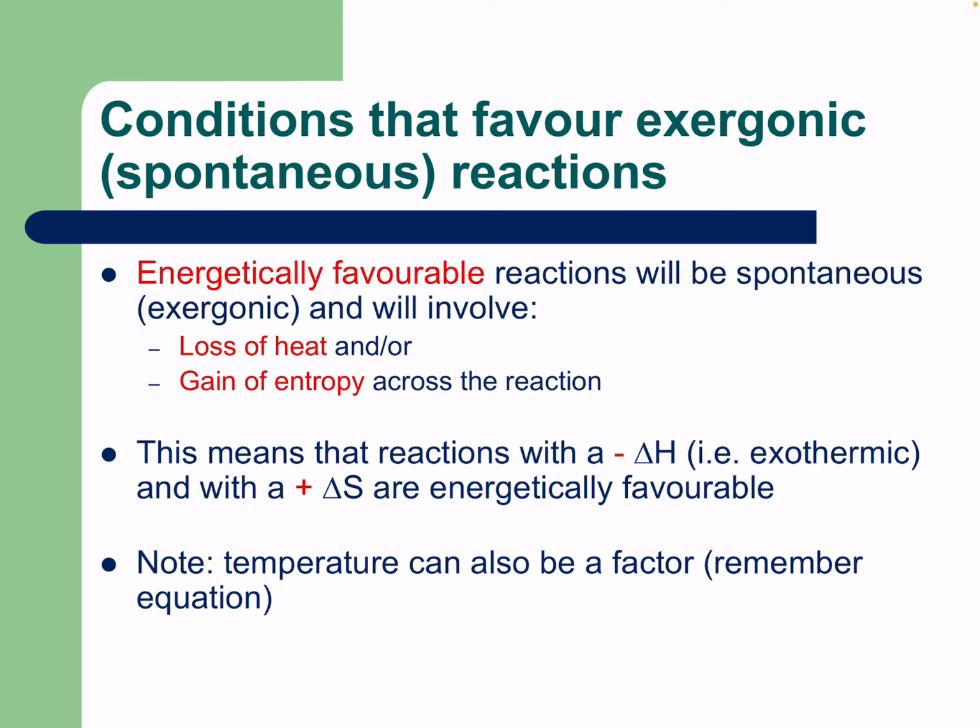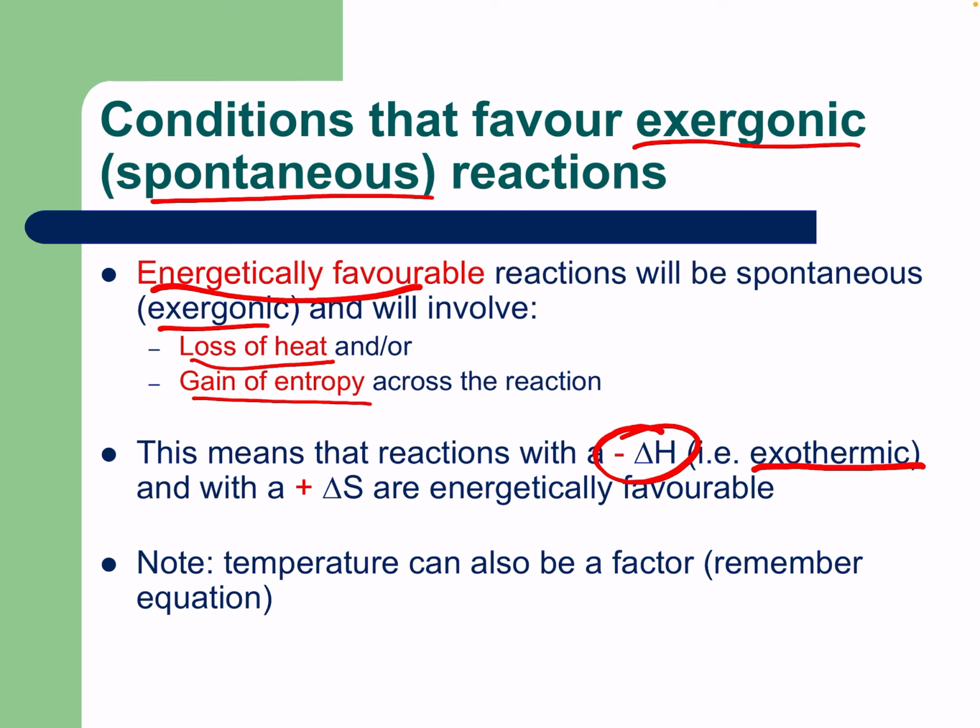So, conditions that favor exergonic or spontaneous reactions. This occurs usually when it's energetically favorable. These reactions will be spontaneous and exergonic, and will involve the loss of heat and/or the gain of entropy across the reaction. This means that reactions with a negative change of H, so enthalpy, that are exothermic, and with a positive change of S are energetically favorable. This is the preferred state usually. Note that temperature can also be a factor.